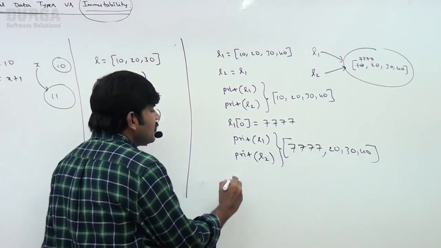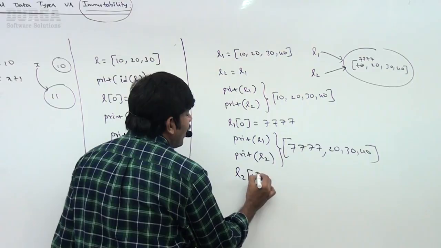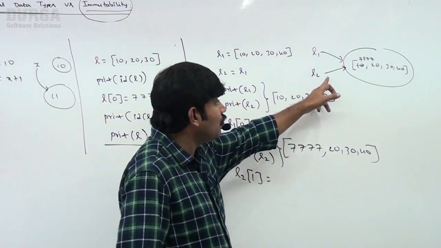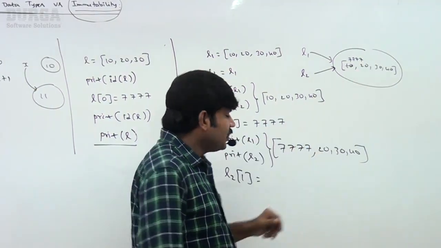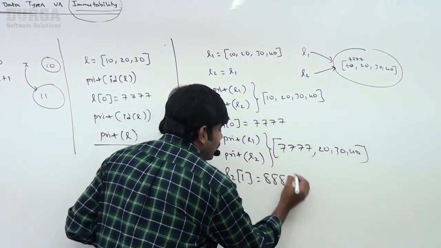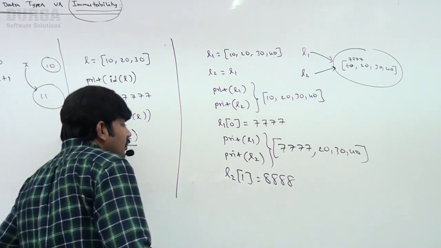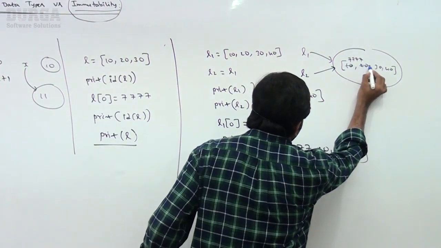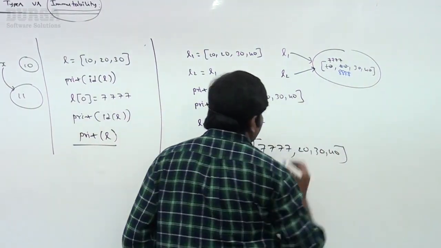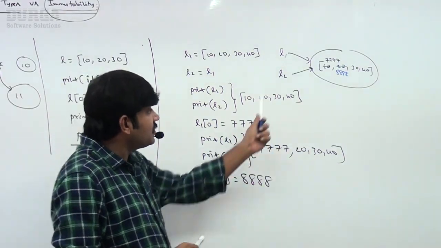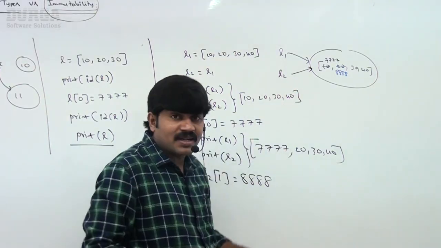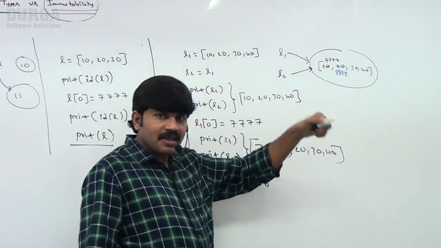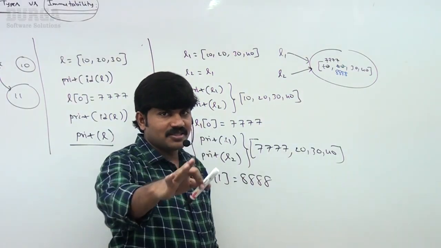Observe carefully. Now L2 of 1. This time I am trying to change by using L2. L2 of 1, which is 20, is replaced with 8888. So this change will be reflected in L1 or not? Yes, because both are pointing to the same object. In the existing object only, all changes are going to happen.